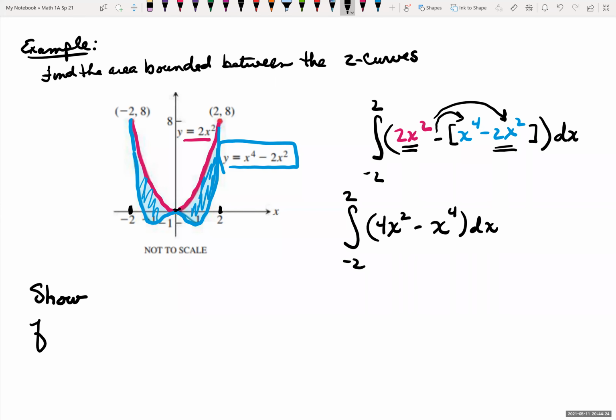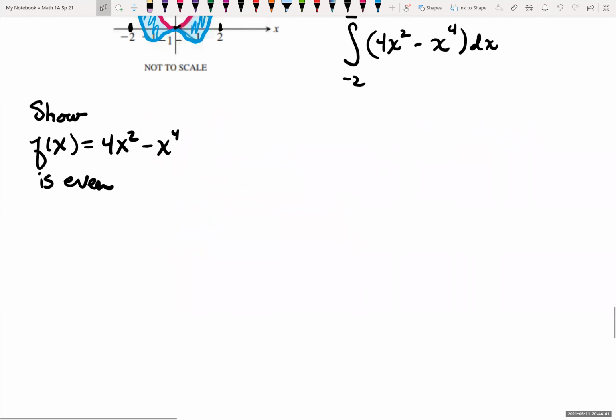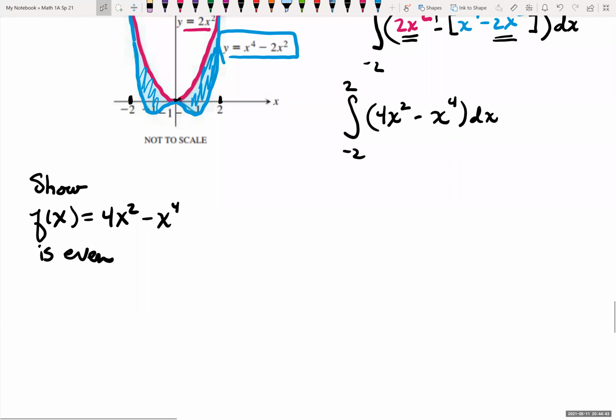Let's call it f of x. f of x equals 4x squared minus x to the fourth is even. If it's even, then we can just look at 2 times the area from 0 to 2. And we can show that it's even because in f of x, if I plug in -x wherever I see an x and raise it to an even power, that's going to become positive. So f of -x is the same thing as f of x.